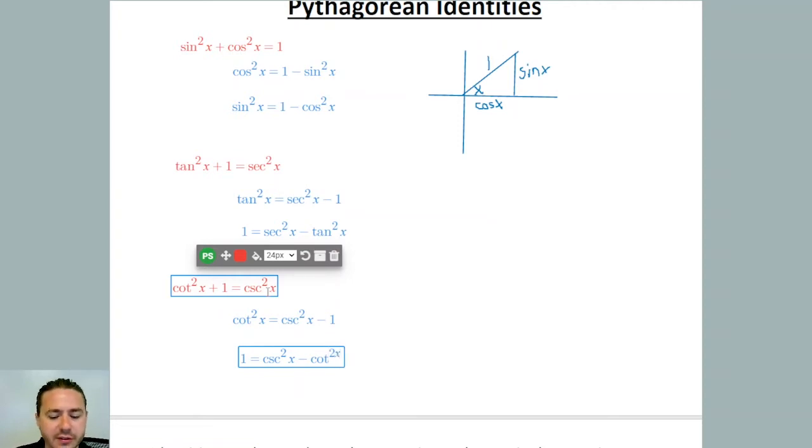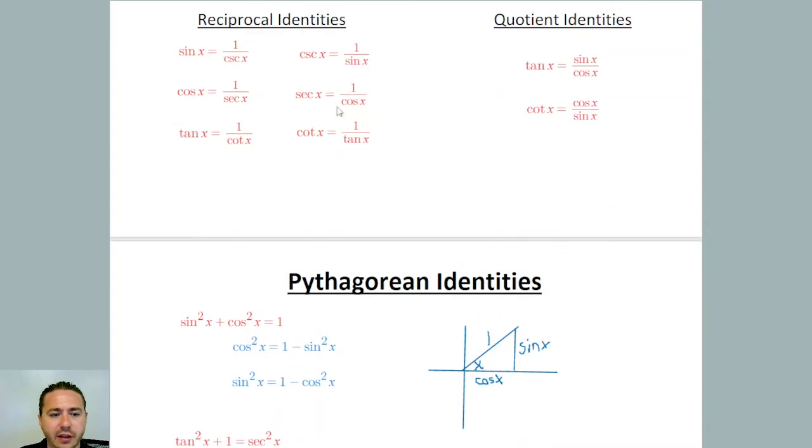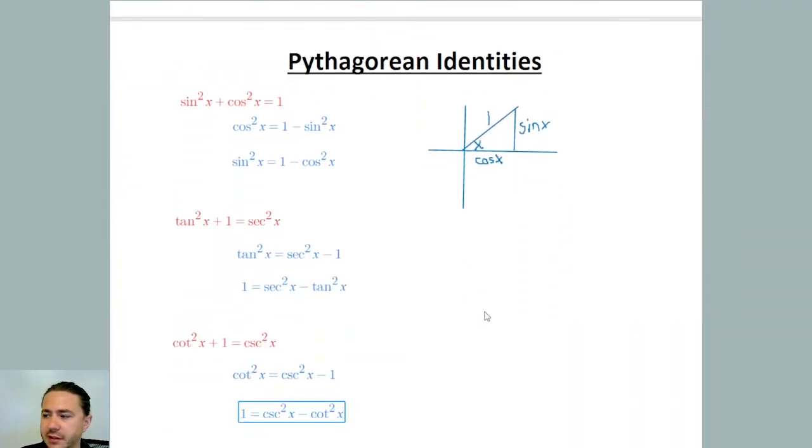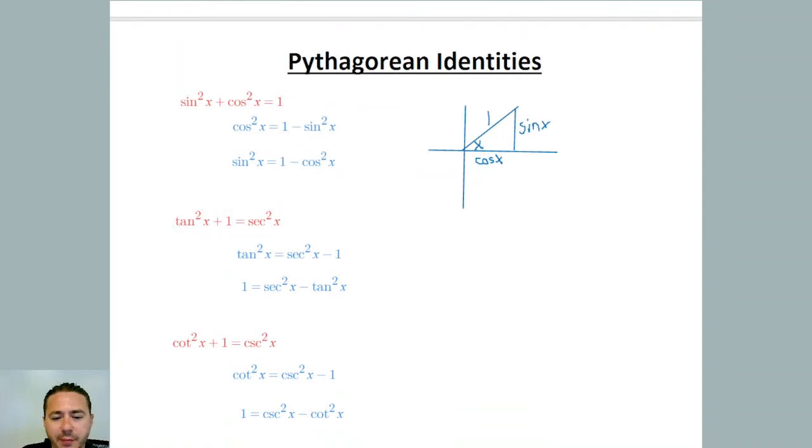So this is it, okay? That's all the identities we're going to cover today. We've got these reciprocal identities, the quotient identities, now we've got these Pythagorean identities. And what I want to show you is how we can use these to solve more complicated equations. One last thing before we get into these: I don't want you to just accept that these are true. I don't want to go through the entire proof of all these, but I'll show you how you would get one of them.